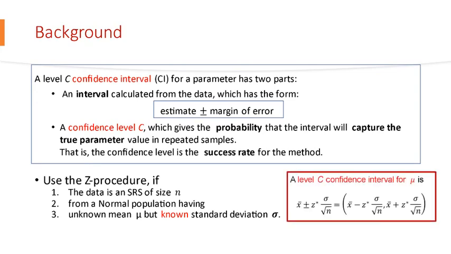The level C confidence interval for mu under Z procedure is x bar plus or minus Z star times sigma divided by the square root of n. That is, the interval from x bar minus Z star times sigma divided by the square root of n to x bar plus Z star times sigma divided by the square root of n.